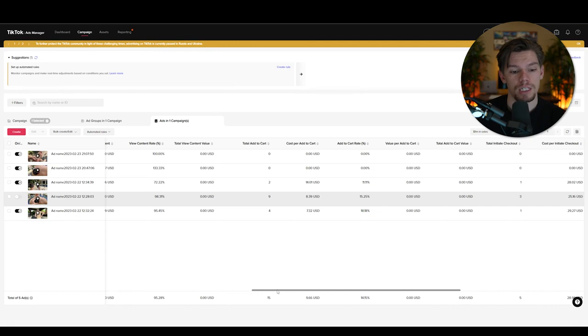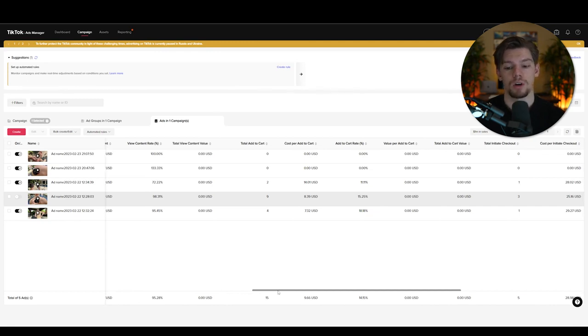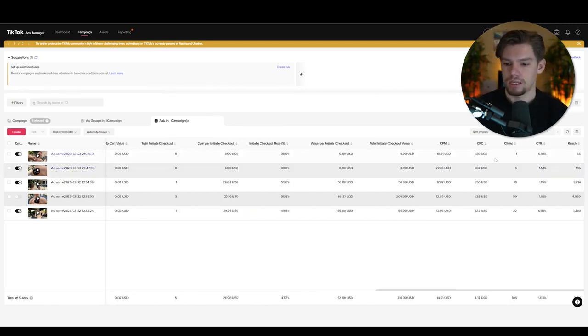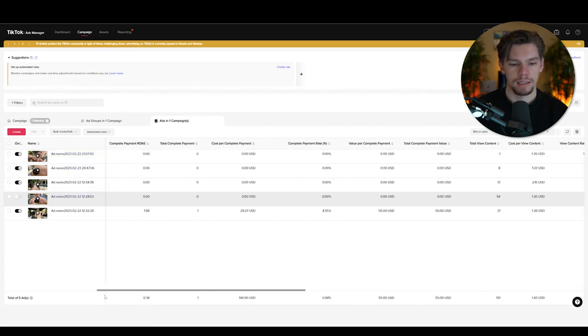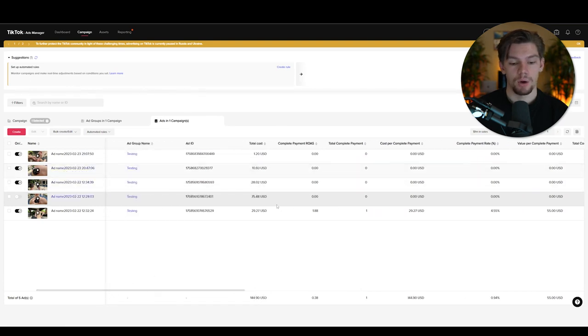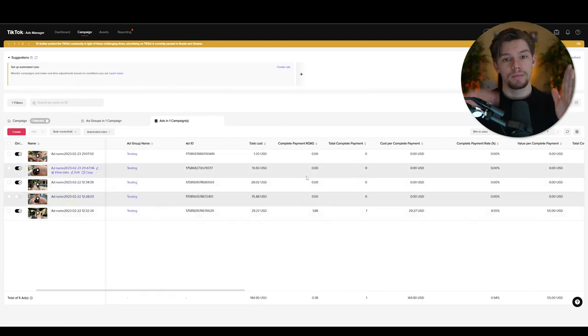That's what we really need to understand, because this information from view content all the way down is teaching us about our website. Everything else is teaching us about our ad. So this CPM, CPC, clicks, click-through rate, reach, that's all teaching us about the advertisement itself, the video ad. The cost per purchase, total cost, ROAS, that's teaching us big numbers about our advertisement. But the view content, add to cart, and initiate checkout is teaching us stuff about our website.